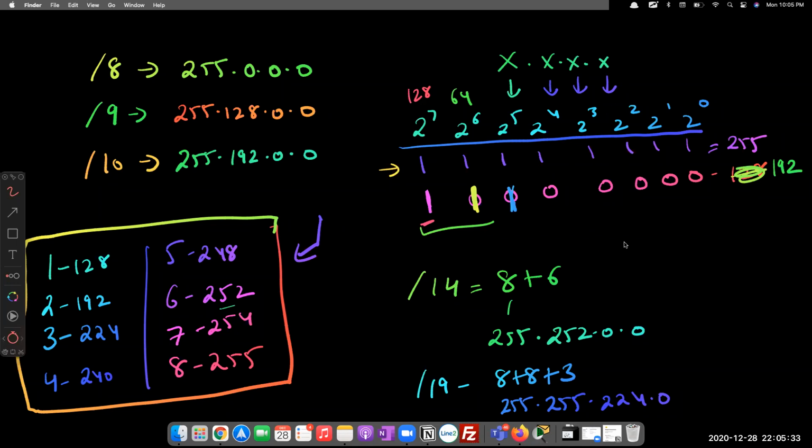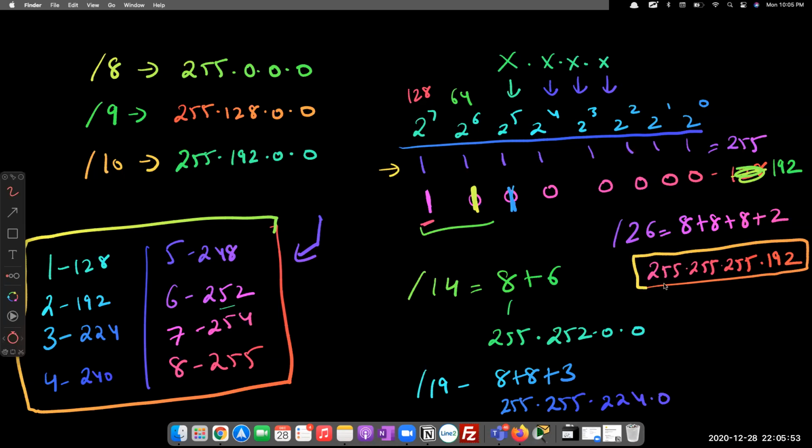So what was the value we got in the last question? Slash 26. So 8 plus 8 plus 8, 24 plus 2. So that means 255.255.255, and for 2, we get 192. So in our last question, all computers in my Delhi location will have this subnet mask.